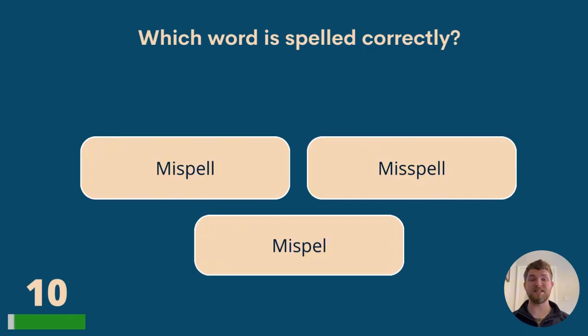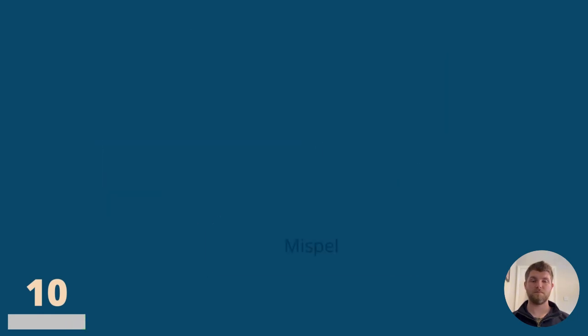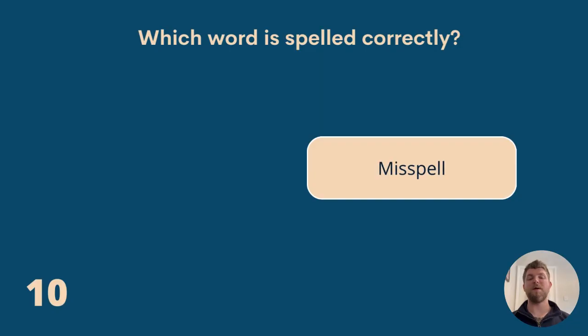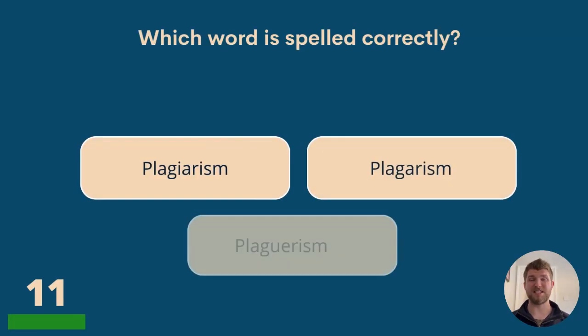Which word is spelled correctly of these? Ironically, the word is misspell. How do you spell misspell? The answer is M-I-S-S-P-E-L-L. If you went with either of the other two options, you have in fact misspelt that word.